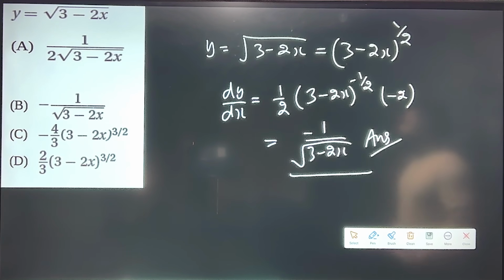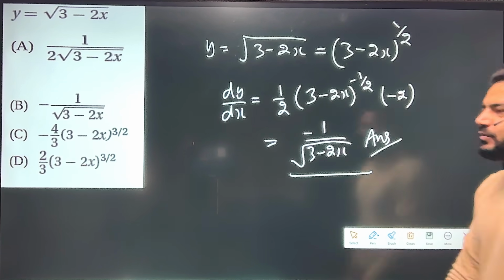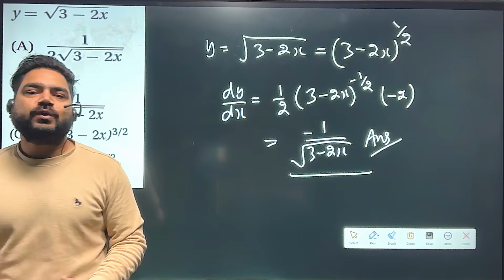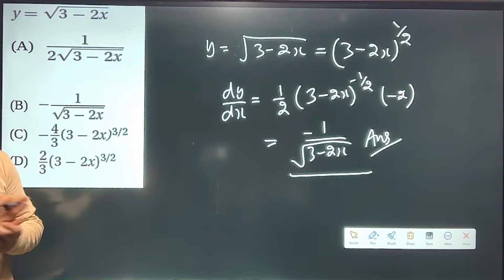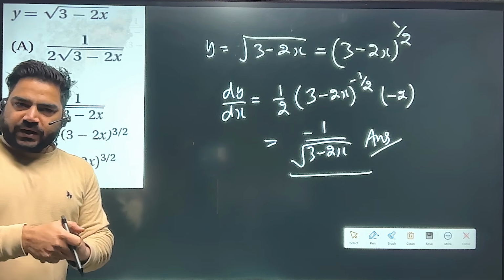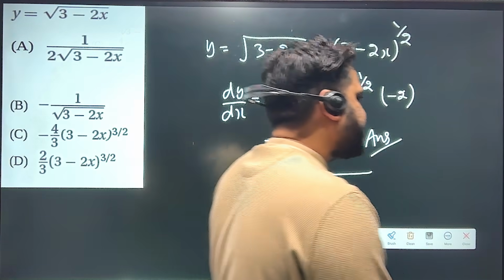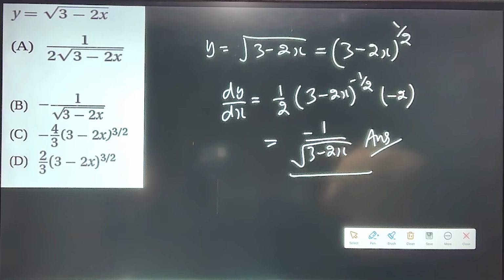Alright, so in this way we can easily solve these type of questions. We just need to know the basic formulas that we will apply here, and solve. We can easily solve the questions.